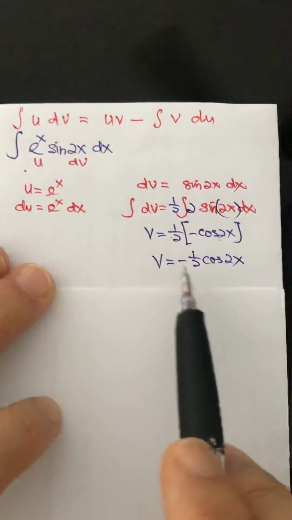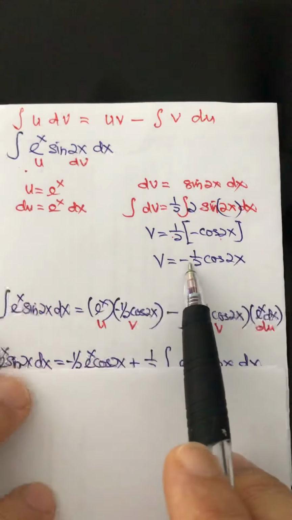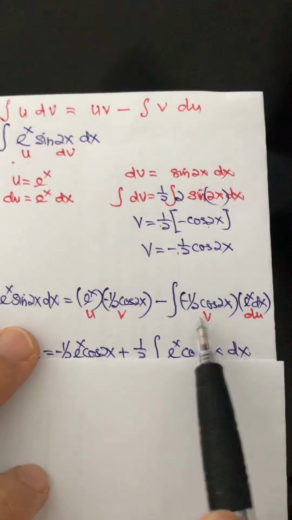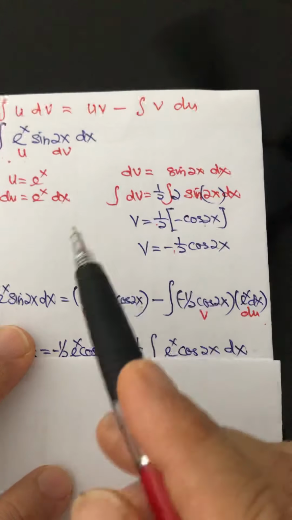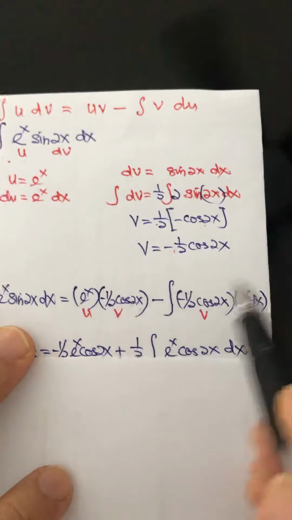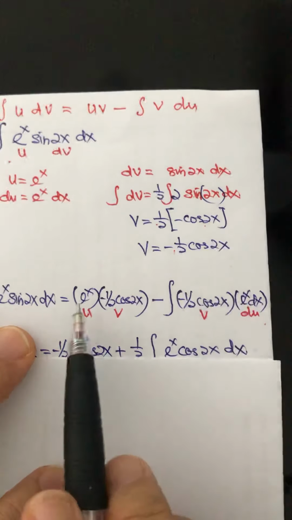You will get negative cos. So this is what you get. Then after that, you just write down the bracket. So you just write down first uv minus v du. Like what I said just now, you leave the bracket. You write the bracket first, then only you fill in.